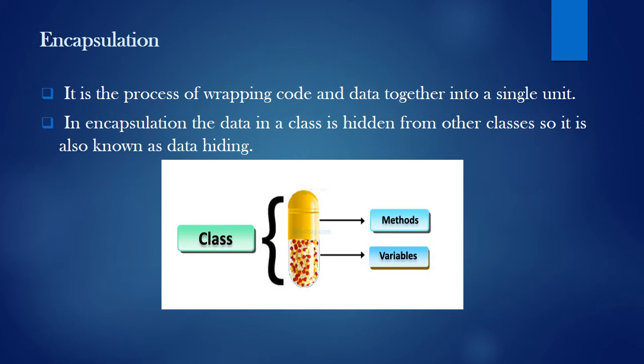Next, we are moving to encapsulation. It is the process of wrapping code and data together into a single unit. In encapsulation, the data in a class is hidden from other classes, so it is also known as data hiding.